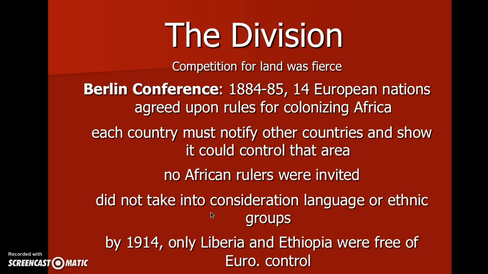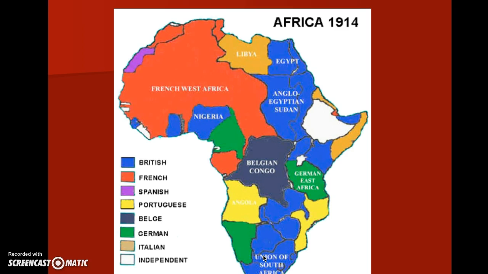The division, competition for land was fierce, and the Berlin Conference took place in 1884 to 1885 to basically clarify the rules as to how Africa would be divided up. Highlights: no African rulers are invited, and they did not take into consideration language or ethnic groups. By 1914, only 2 countries in Africa remained independent: Liberia and Ethiopia.